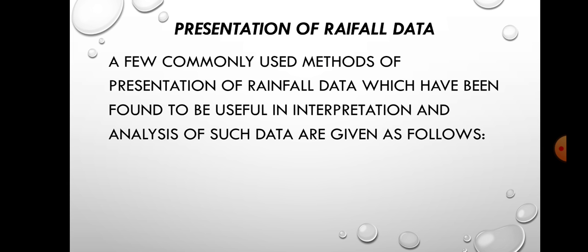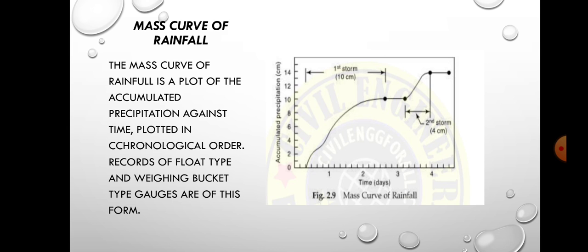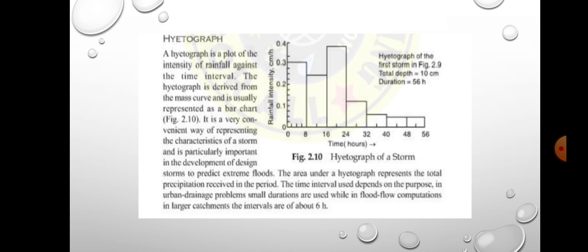So, presentation of rainfall data. A few commonly used methods of presentation of rainfall data which have been found to be useful in interpretation and analysis of such data are given as follows. So, mass curve of rainfall. The mass curve of rainfall is a plot of the accumulated precipitation against time, plotted in chronological order. Records of float type and weighing bucket type gauges are of this form.